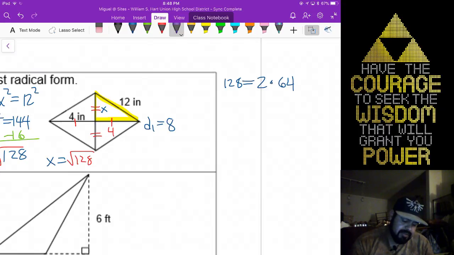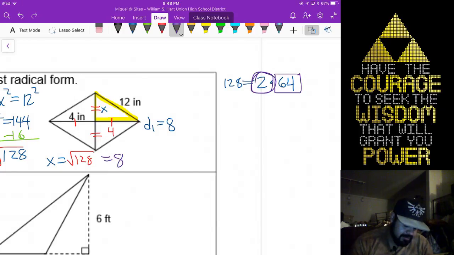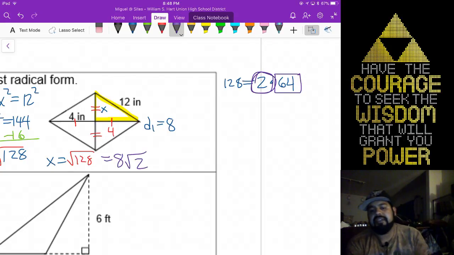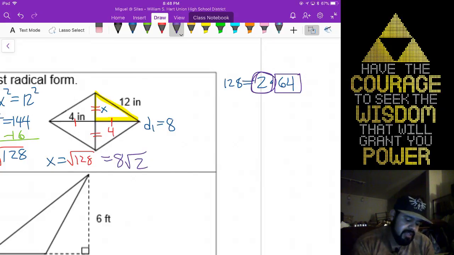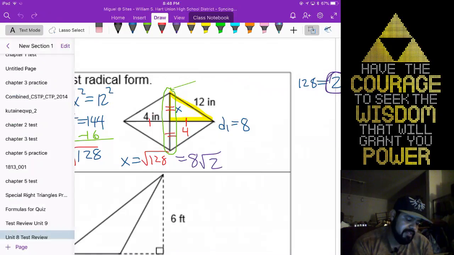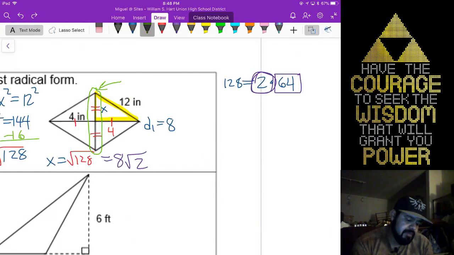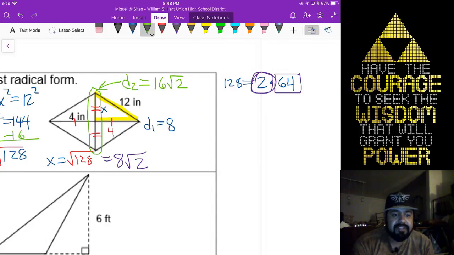Well, the square root of 64 is 8, and the square root of 2 I can't do anything with, so it stays inside of the radical. So 8 rad 2 is what x is. But remember that it's 8 rad 2 plus 8 rad 2. So that means diagonal 2 will equal 16 rad 2.